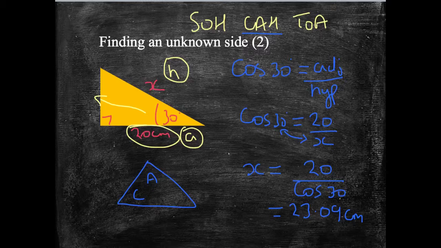As a quick check, I know that the longest side of my right angle triangle is the hypotenuse. I'm trying to find the longest side. I'm just checking that this answer I've got, 23.09, is bigger than the information I was given to start with, and it is. So as a double check, I would always do that.